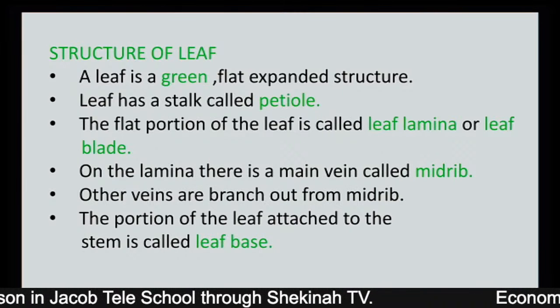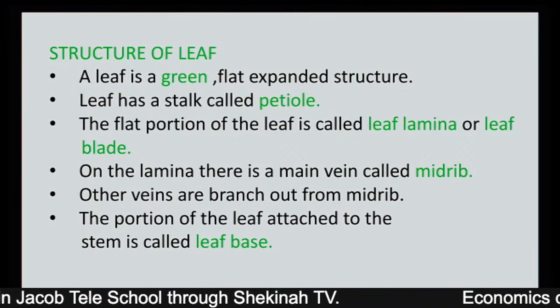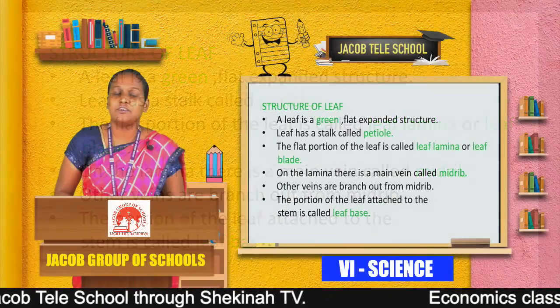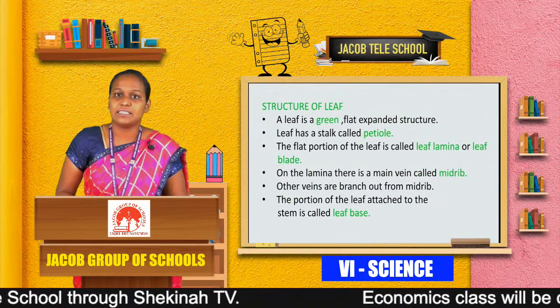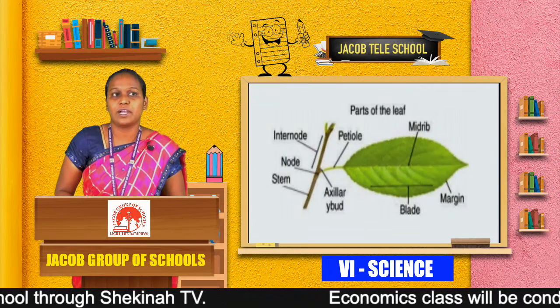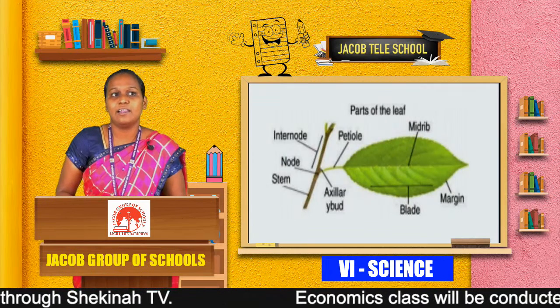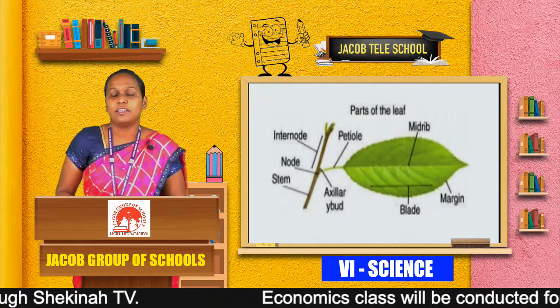And last one, we are going to see about the second shoot system, which is leaf. What is the color of the leaf? A leaf is green in color and it is a flat expanded structure. And leaf has a stalk called petiole. Now look at the picture of a leaf and leaf has a stalk called the petiole.